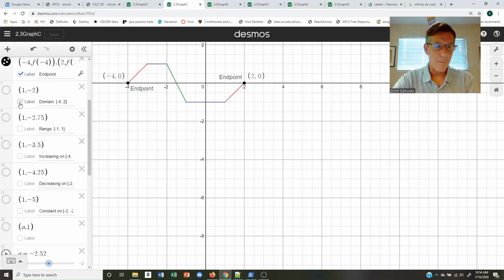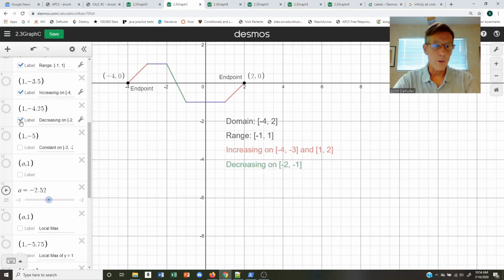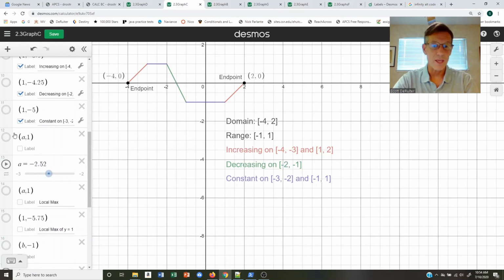So notice that. Okay, this one's a little trickier. So this one, the domain and range, they're relatively obvious. We include those endpoints. It's increasing where it's red, where it's kind of going up. It's decreasing where it's going down. And then it's constant on those purple sections, right? And again, we include the endpoints typically when we're describing these things.